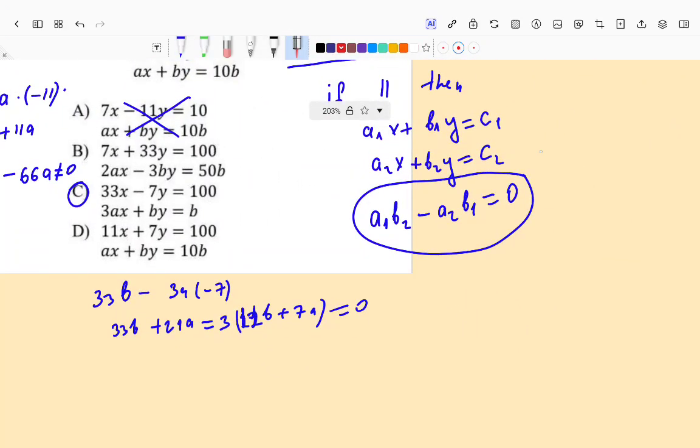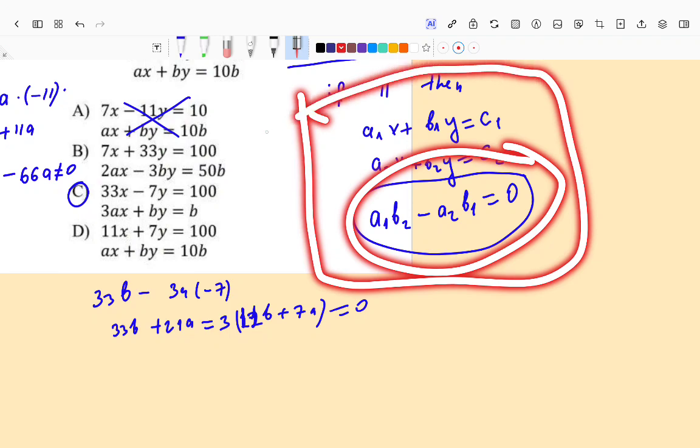So the new rule is for this here, it is for parallel lines.